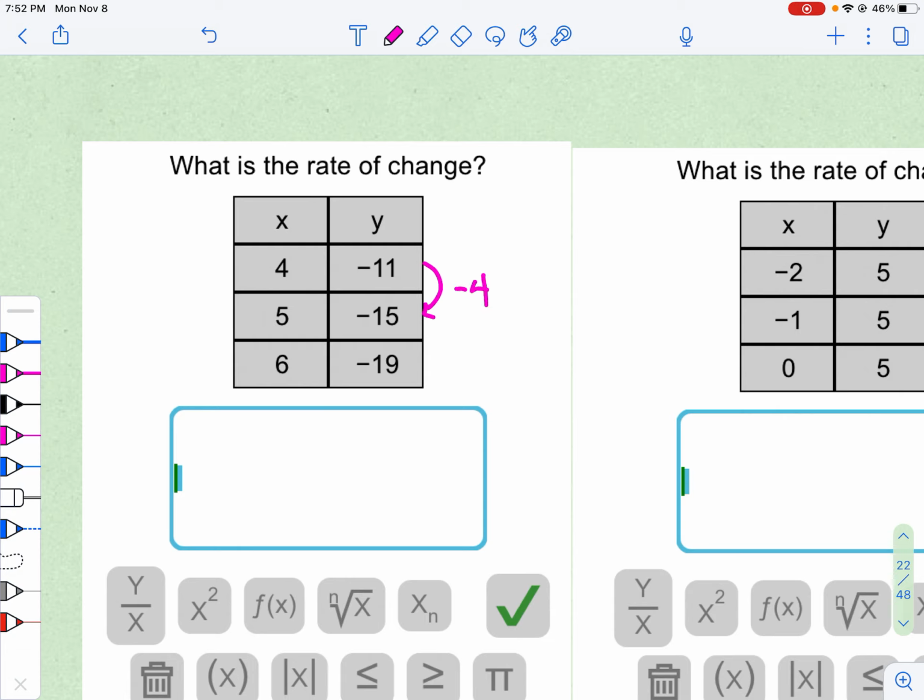-11 and -15. We're going down 4. On the right-hand side, we've got this one going up by 1. So down 4 over up 1 is -4.